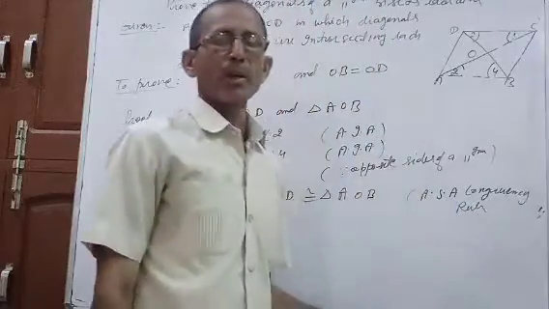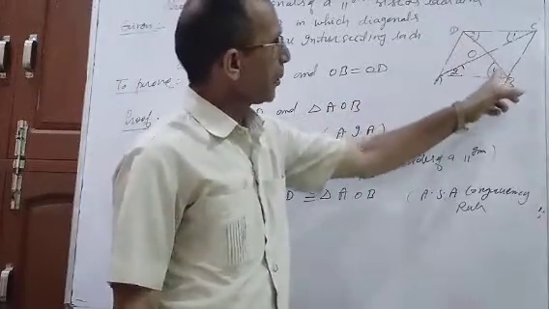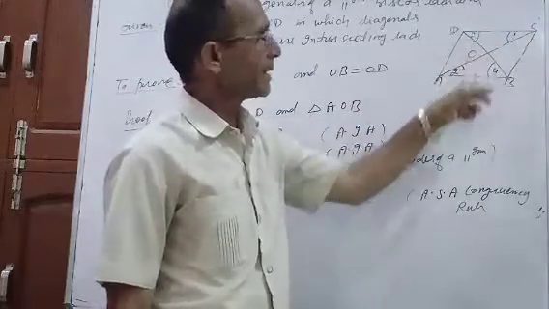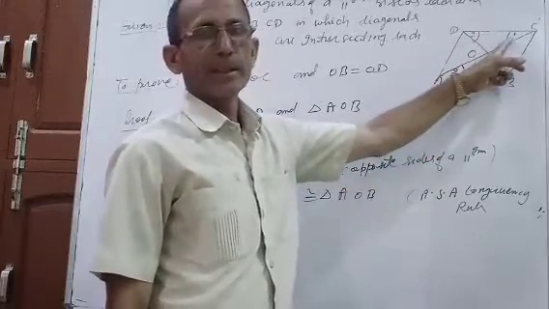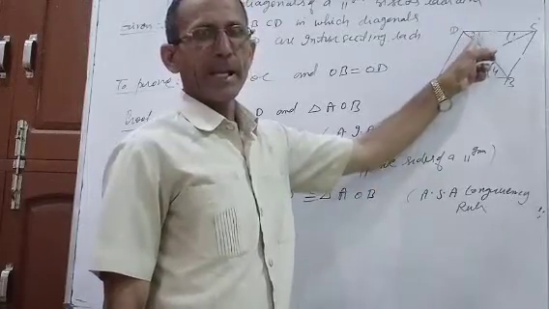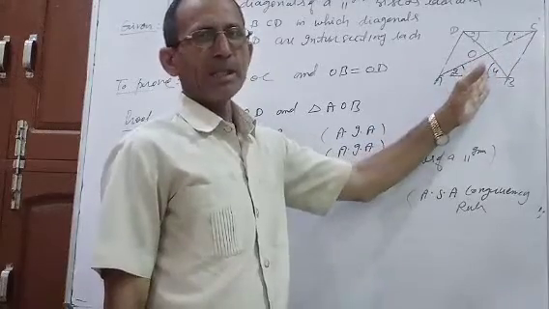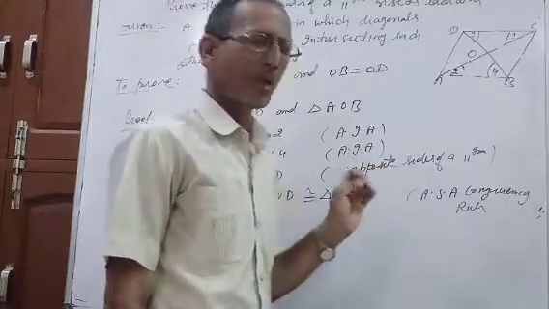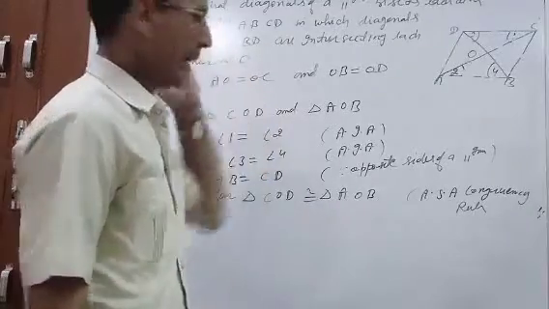Two triangles will be congruent if their corresponding parts are equal. Now this angle I put equal to angle 4. This angle is equal to this one, and these are opposite sides. So angle side angle is the rule: if in one triangle two angles and the included side are equal to the corresponding angles and included side of the other triangle, then both the triangles will be congruent. So triangles are congruent, therefore their corresponding parts will be equal.